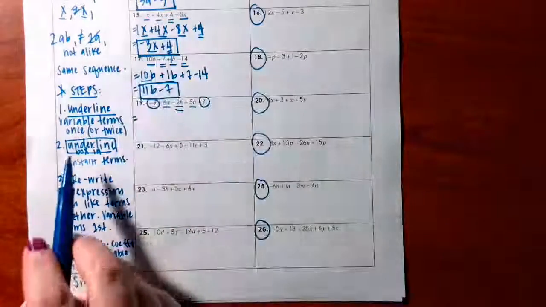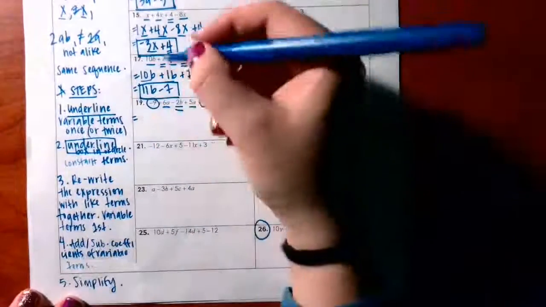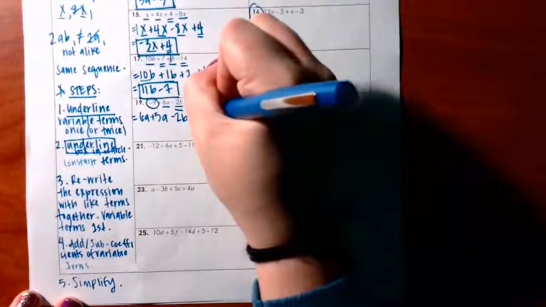Or box in or circle constant terms. Now I'm going to rewrite my third step. I'm going to rewrite my expression with the variables together. The variable terms go first. So I've got 6A plus 5A minus 2B minus 9 plus 7.